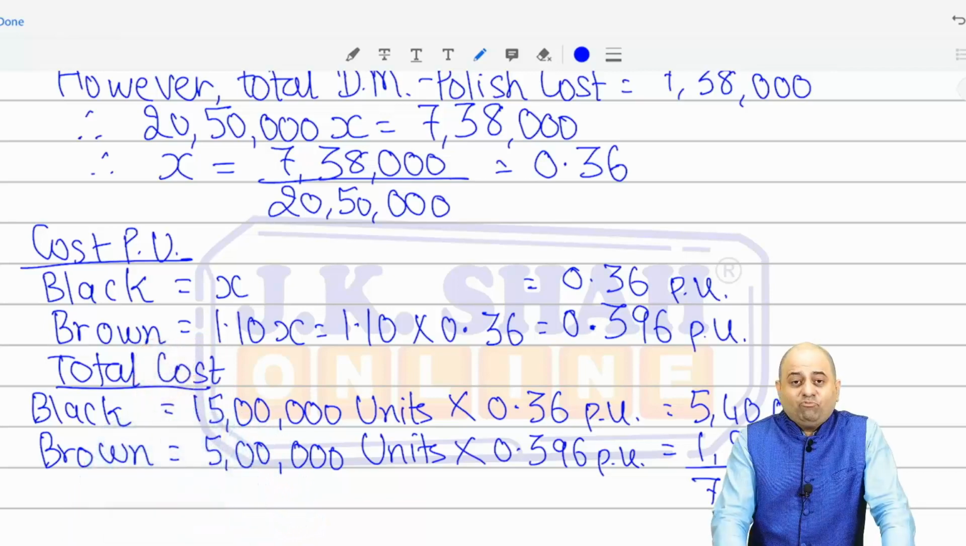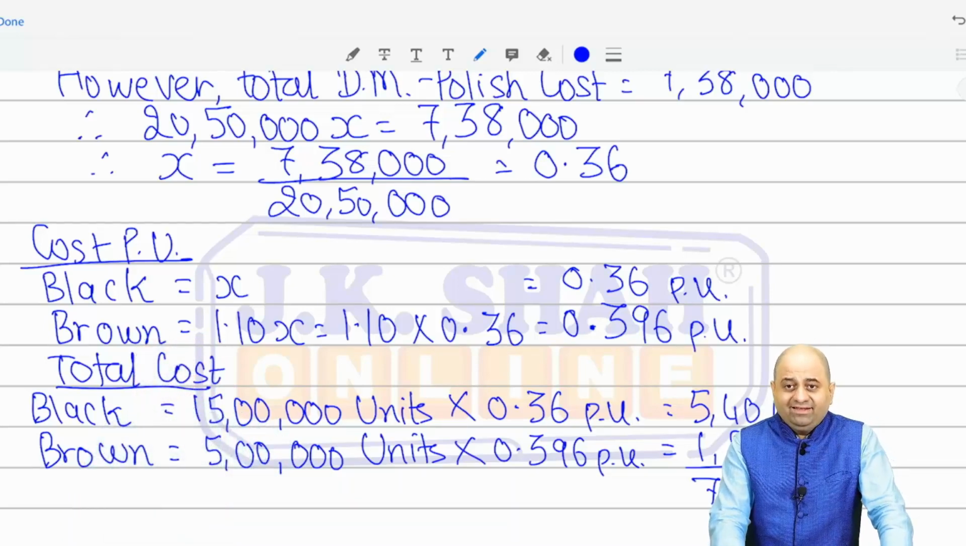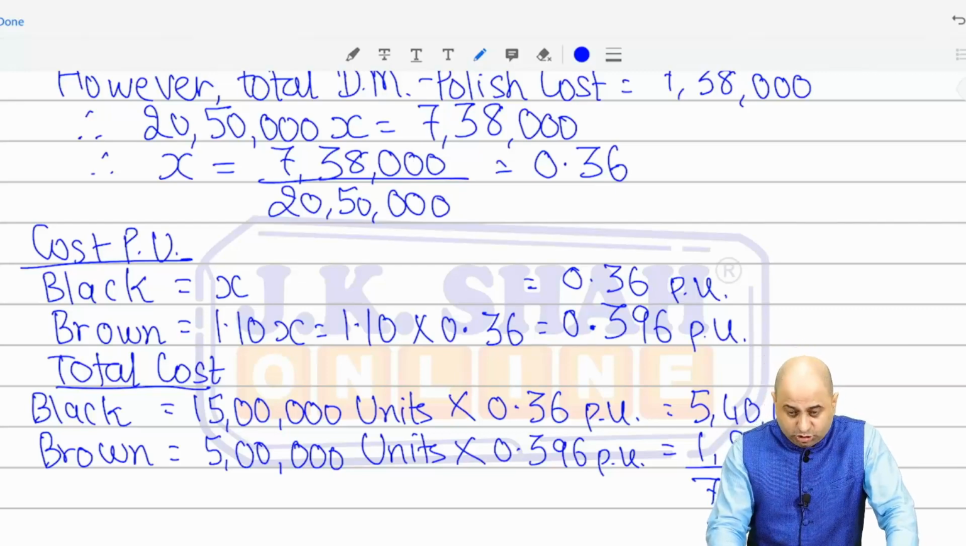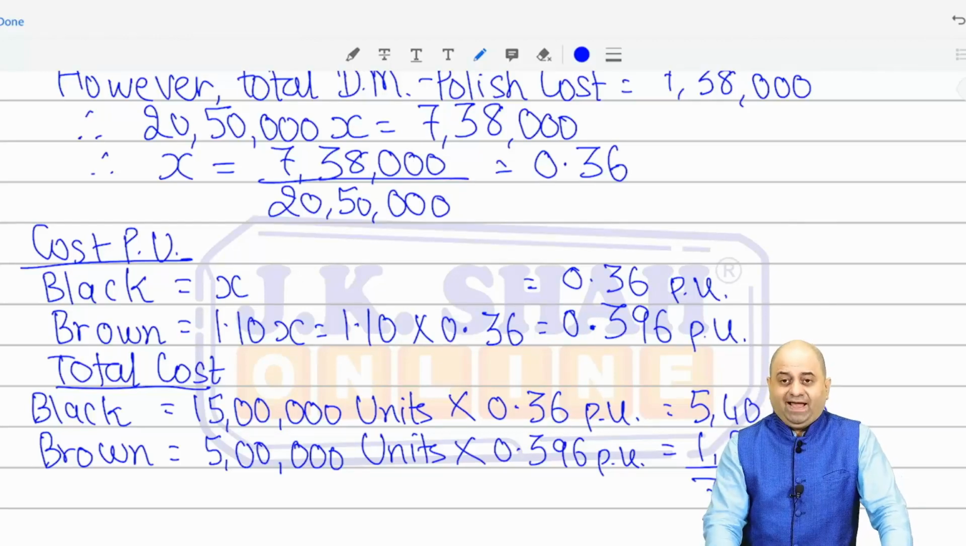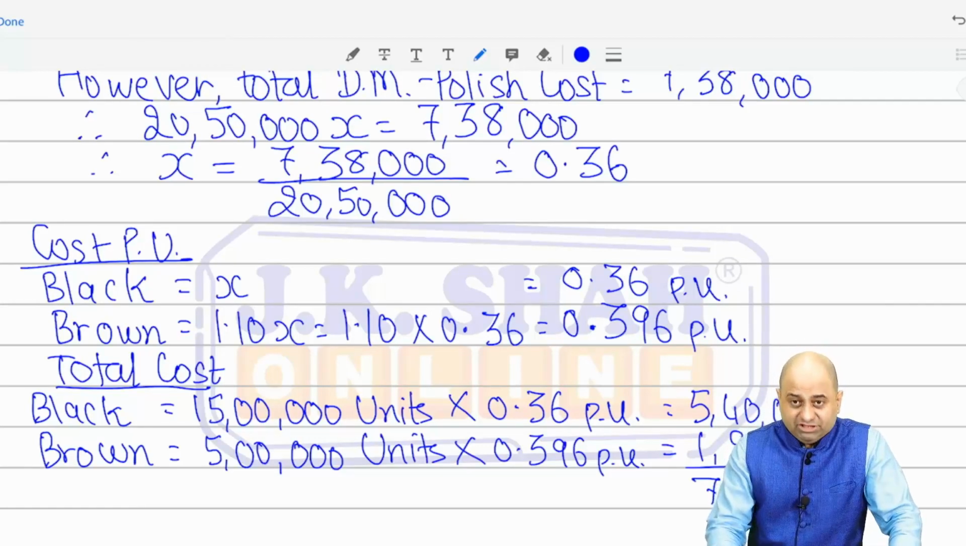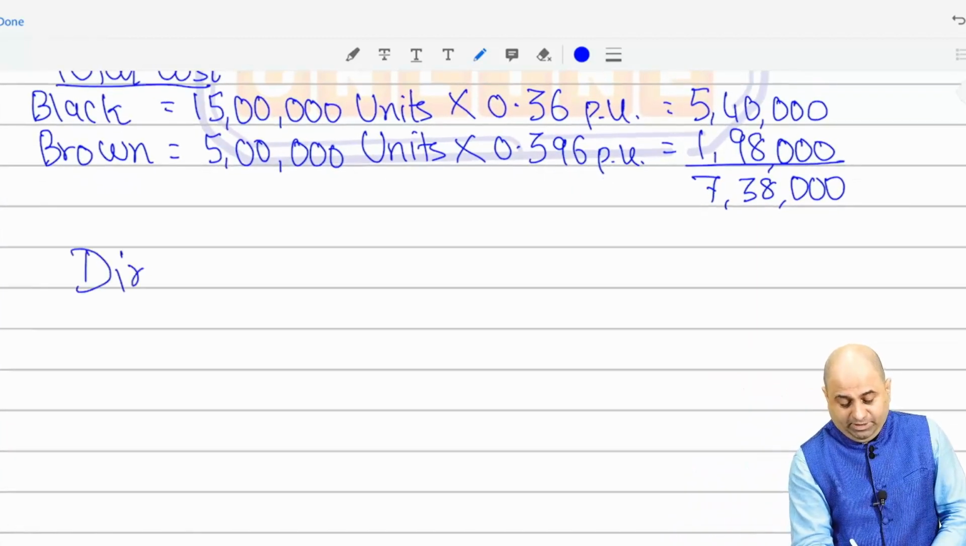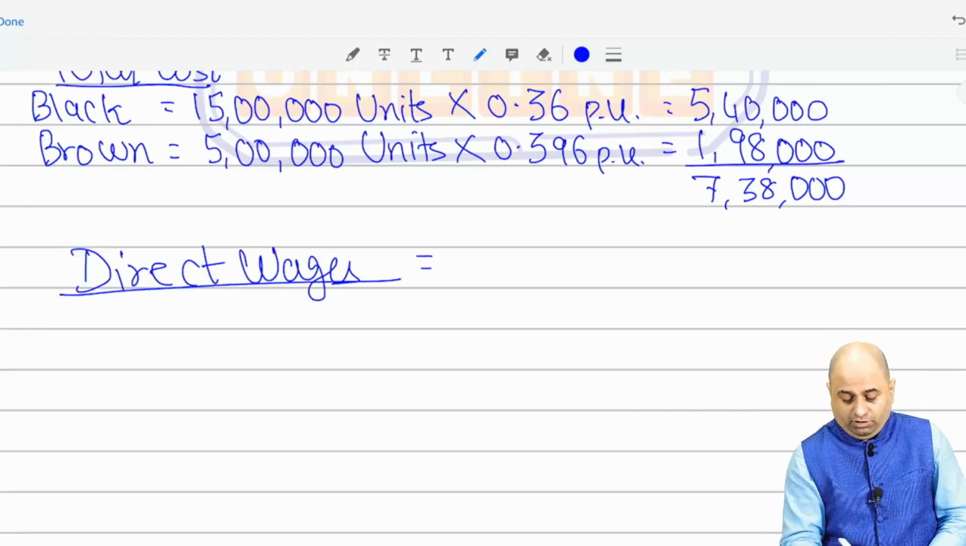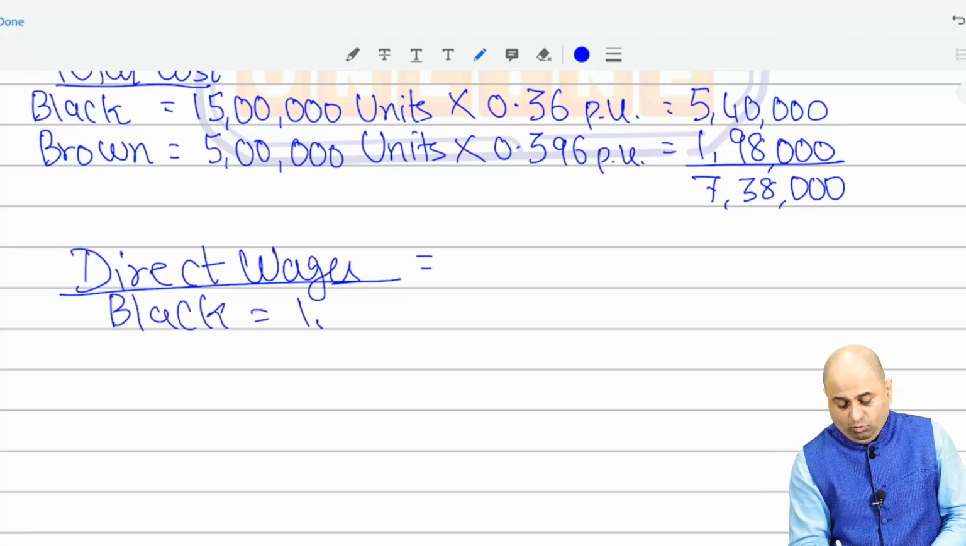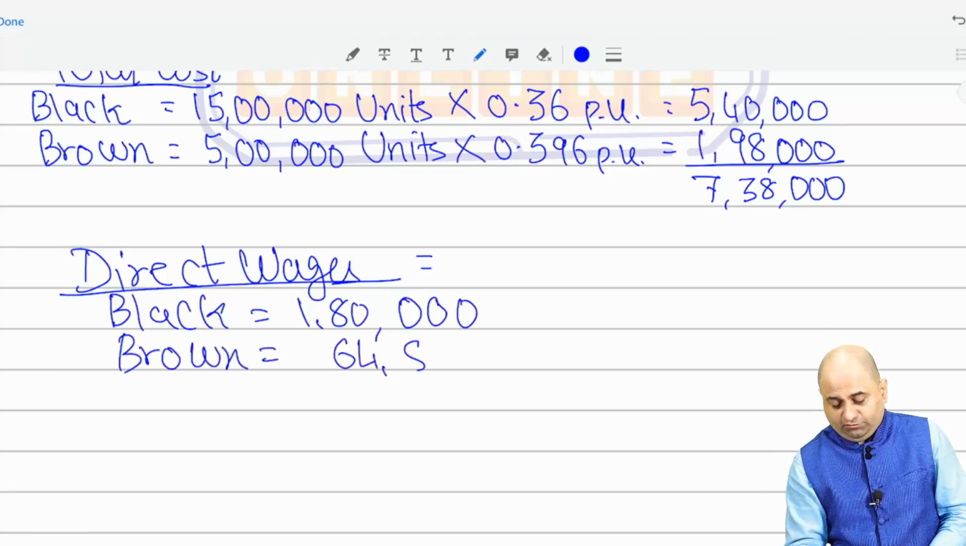In the same way, I repeat, we can continue calculating the cost for tins and direct wages. The question further tells you that the production overheads, which we call factory overheads, are proportionate to direct wages. Now, the moment you calculate direct wages, let me give the heading. Since you have the solution, I'm not wasting your time further in revision. For black, direct wages would be 1,80,000, and for brown, the direct wages will be 64,800.